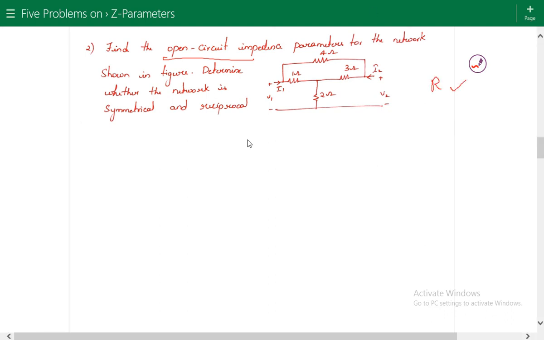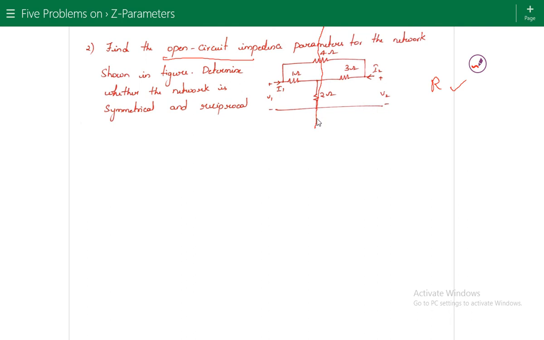Why can you say this is a reciprocal network? As we have used reciprocal elements in the network. All the elements we have used are reciprocal elements, so you can say this network is a reciprocal network. And tell me whether it is a symmetrical network or not. No. Cut this into two halves.